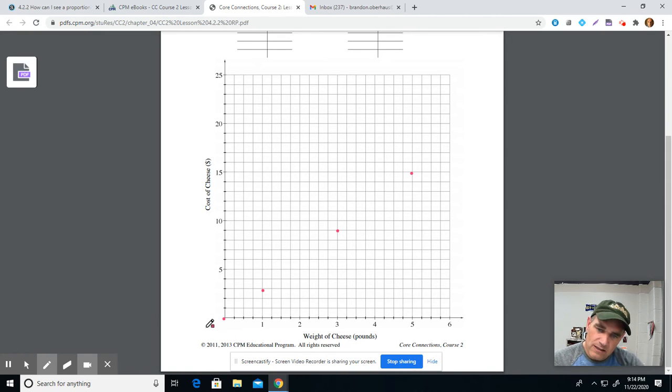So notice that this is a nice straight line. You should take a ruler. If you don't have a ruler at home, take the edge of a book, and please make this a nice straight line. I'll do the best I can since I don't have a ruler.